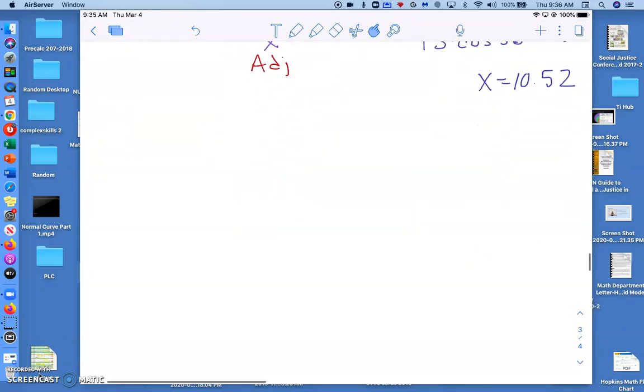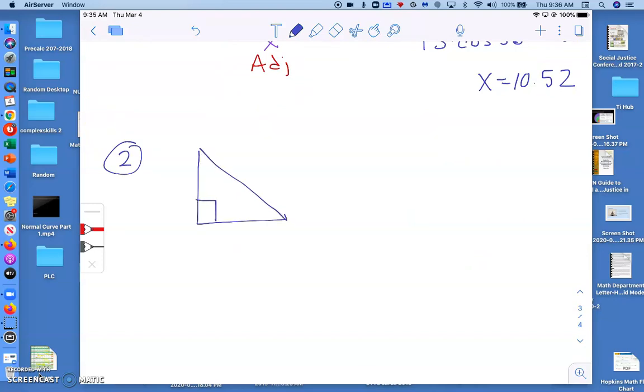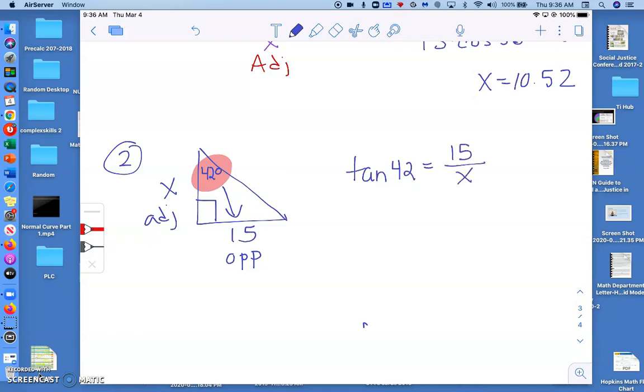So let's take a look at another one like this. We have a right triangle. Maybe up here I say is 42 degrees, 15 and x. And you need to find x. So again, if I know this angle is 42, across from that is the opposite. This is the adjacent. So we have opposite and adjacent, so tangent. So the tangent of 42 equals 15 over x.